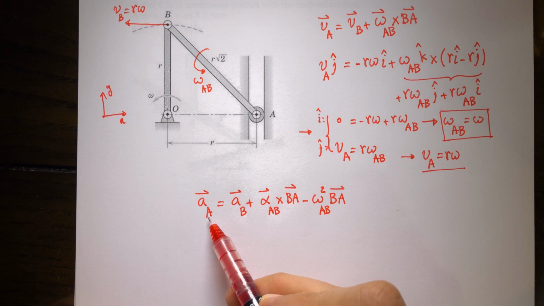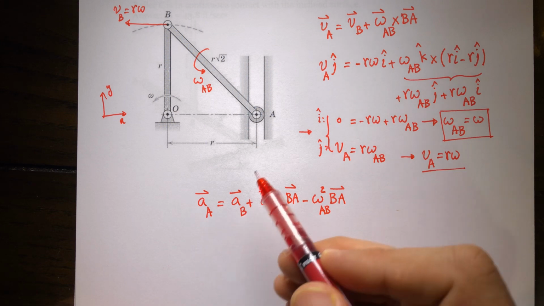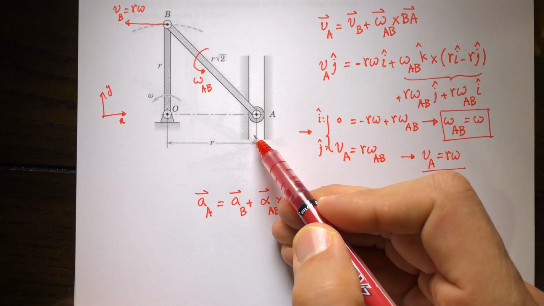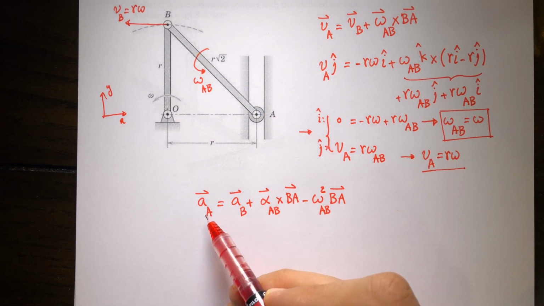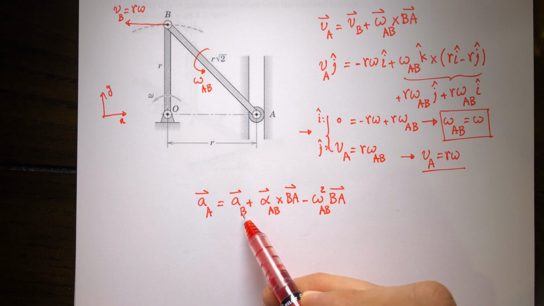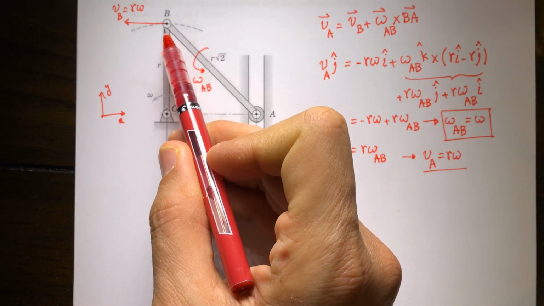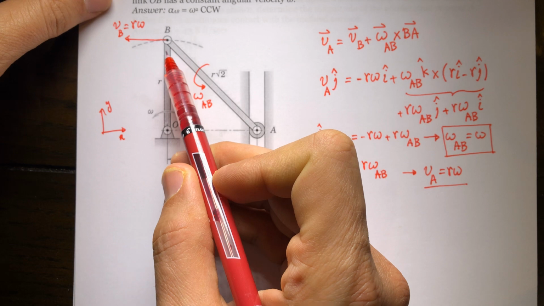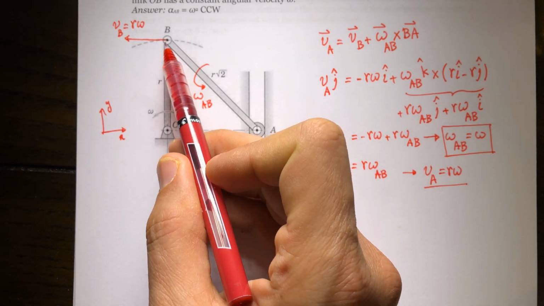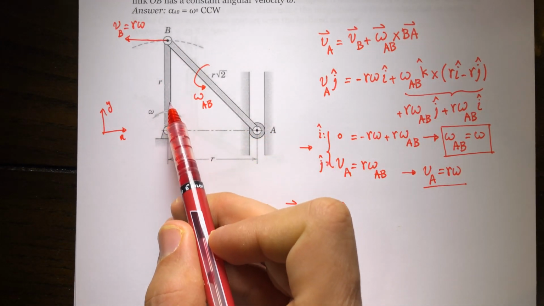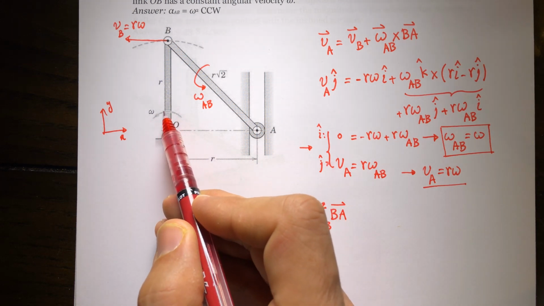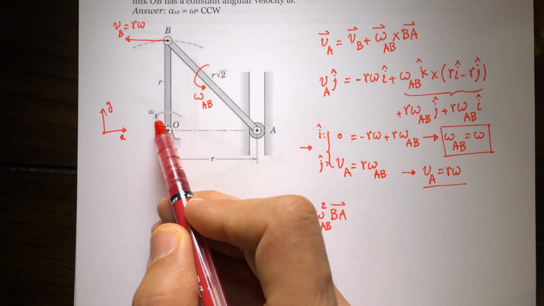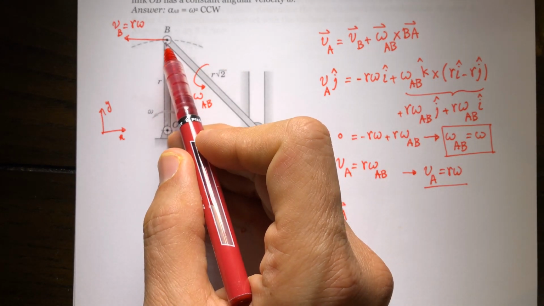Acceleration of A, we don't know the magnitude of it, but we know it must be just in the j direction because A is moving just in the j direction. So we have one unknown here. Acceleration of B. Do we know the acceleration of this point, B? Yes, we do, because B is a point on this rigid body too, and we know this rigid body is rotating about O with angular velocity of omega and zero angular acceleration. So we have all the information about point B.